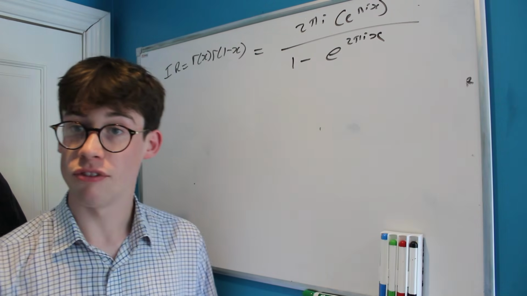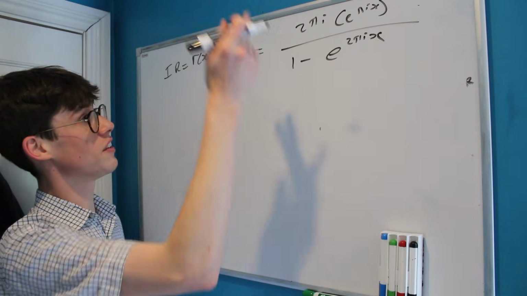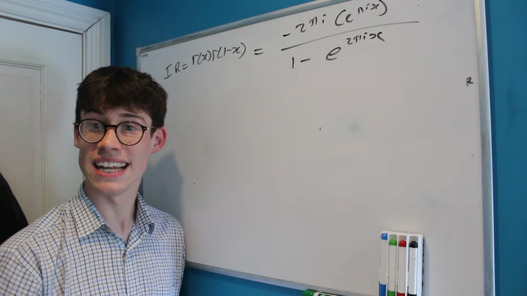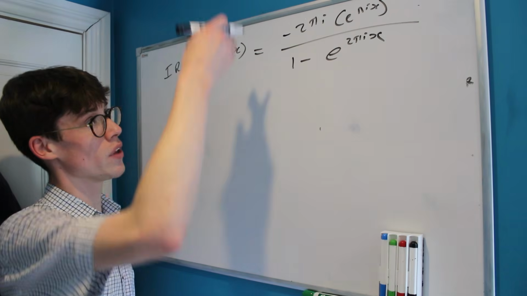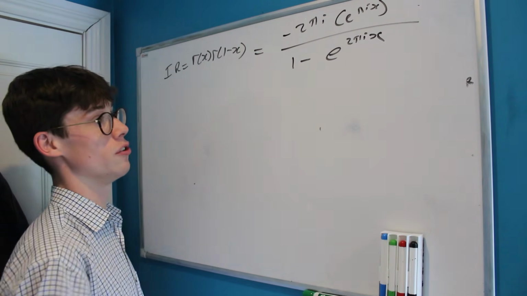So summing up all this information that we have, we know that I_R must be equal to gamma of x times gamma of 1 minus x, which is also the same thing as negative, because of course we had that e to the negative pi i, 2 pi i times e to the pi i x divided by 1 minus e to the 2 pi i x.